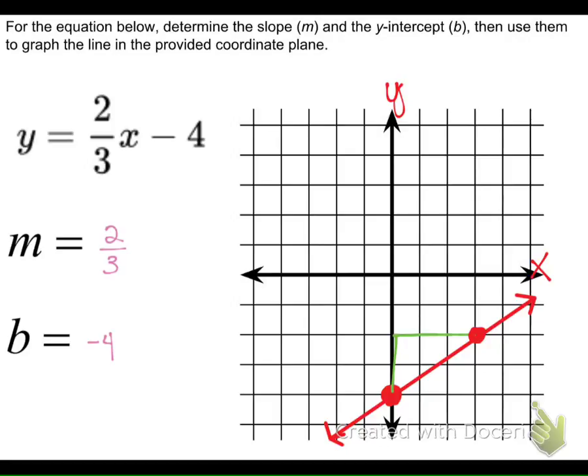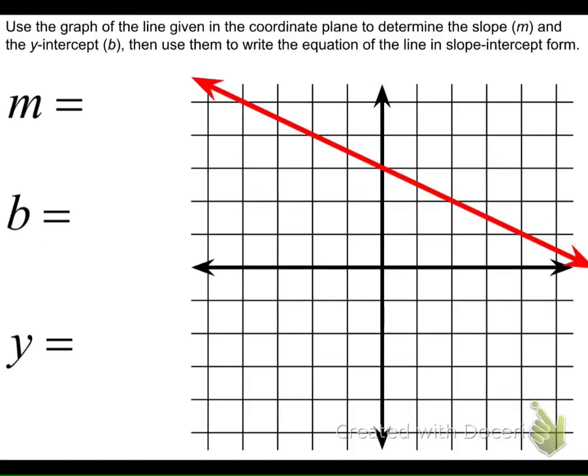Now the back side is what we're going to be talking about in more detail today. So now the directions say, use the graph of the line given in the coordinate plane to determine the slope, m, and the y-intercept, b. Then use them to write the equation of the line in slope-intercept form. Well, what's my slope-intercept form equation? Good. So that's my slope-intercept form right here.